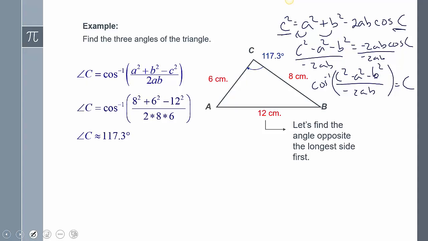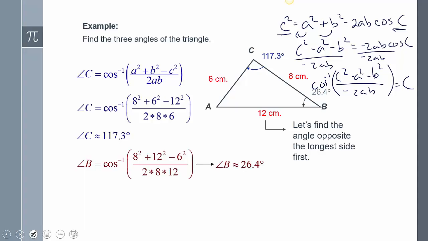So I know that that's 117.3. I can do the same thing to find angle B. Just plug in the values, simplify it, you get 26.4. And then 180 degrees minus the other two, you get your missing angle there.